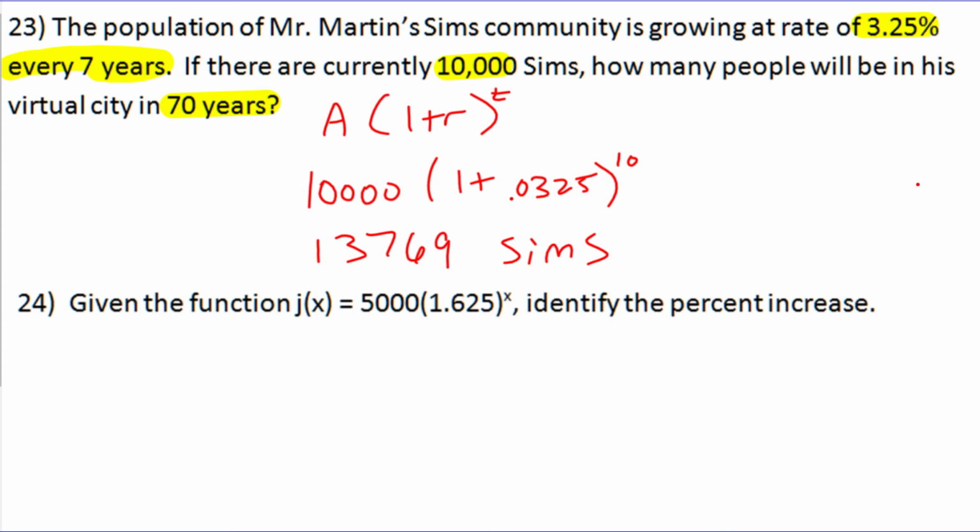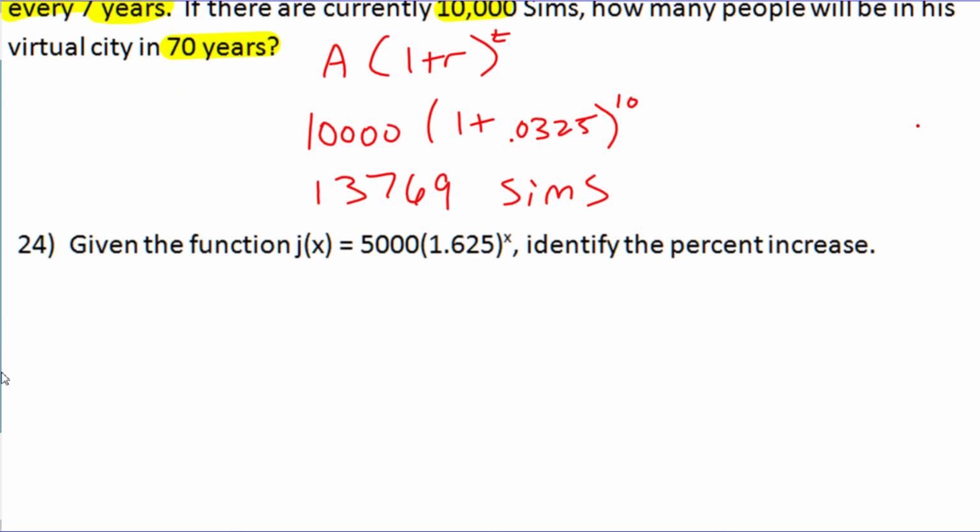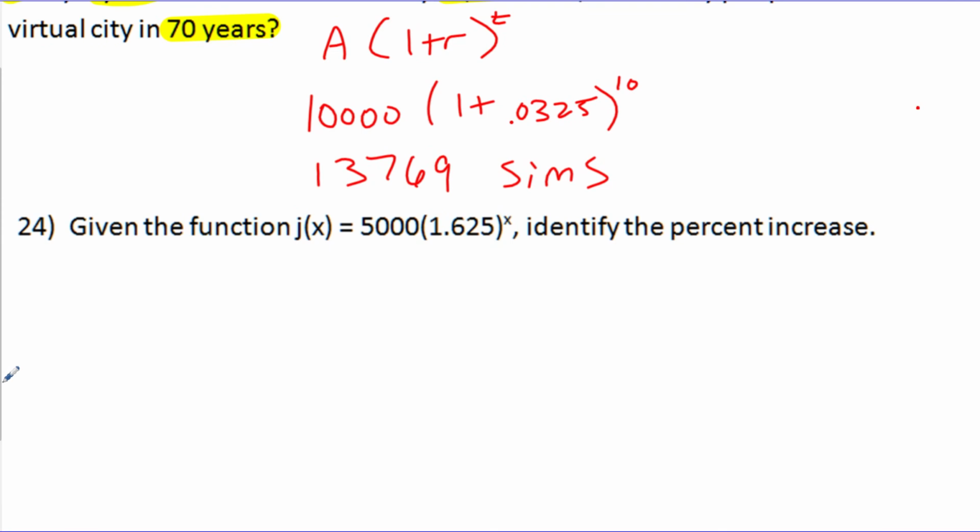Okay, the last problem. Given the function j of x is equal to 5,000 times 1.625 to the x, they want us to identify the percent increase. So really what they want to know is, what is the rate? So this expression is really like one of our rate problems. So this 1.625, that's where the rate was. Remember this number right here, we plugged in a percent. They want to know the percent.